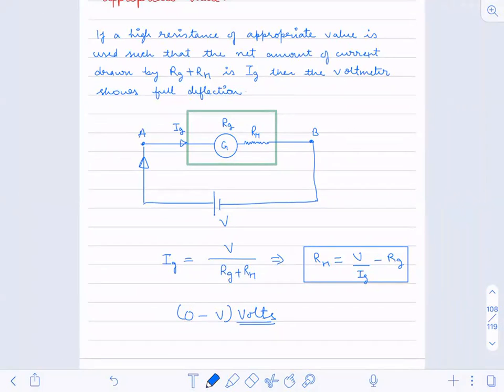Now we are going to do a problem on this, and after that you can ask your doubts on this. Fine.